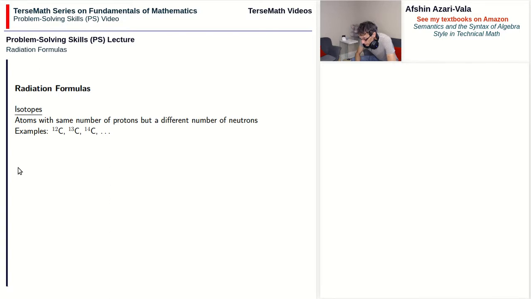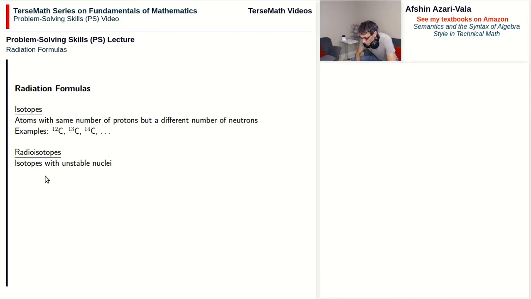C13, which again being carbon, has to have 6 protons. And 13 is the total number of protons and neutrons. It's the mass number. And so if we subtract 6 from 13, we'll end up with 7 neutrons. C14 again has 6 protons because it's carbon, and to find the number of neutrons we can subtract 6 from 14 to get 8. So C12 has 6 neutrons, C13 has 7 neutrons, C14 has 8 neutrons, and these are some examples of the different isotopes of carbon.